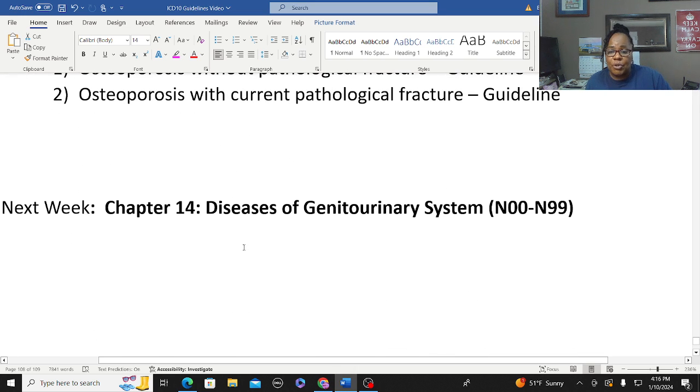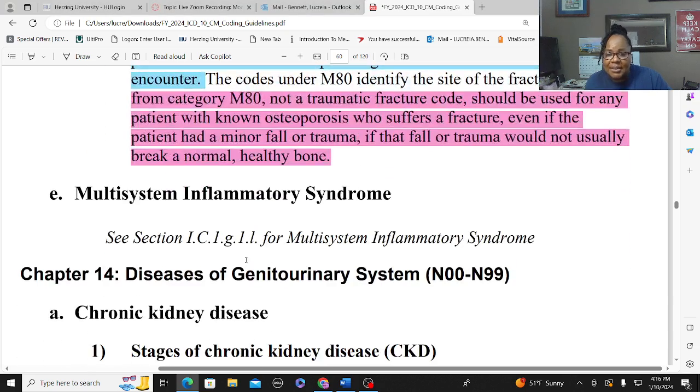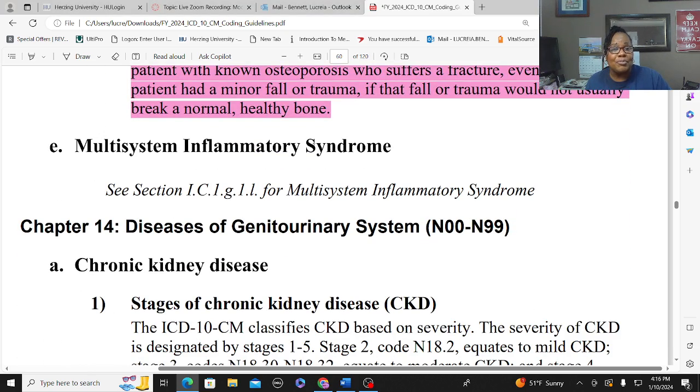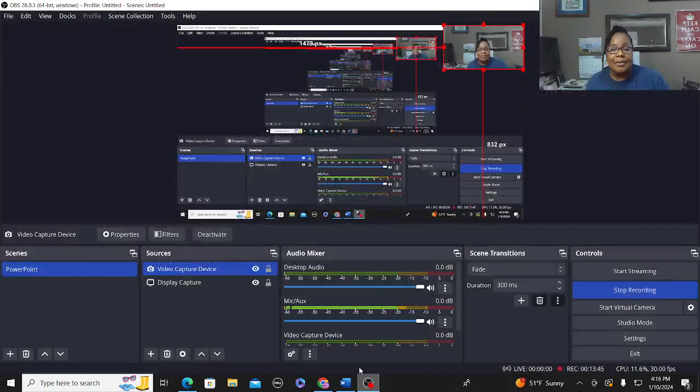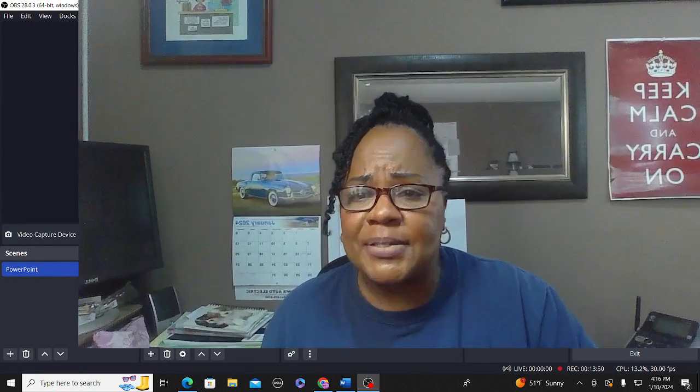Next week, chapter 14. Let me make sure this is what the guideline says. Yep, that's it. Next week, we're on chapter 14. Okay, guys, that's it. I hope these guidelines are helping you to understand the process a little more.